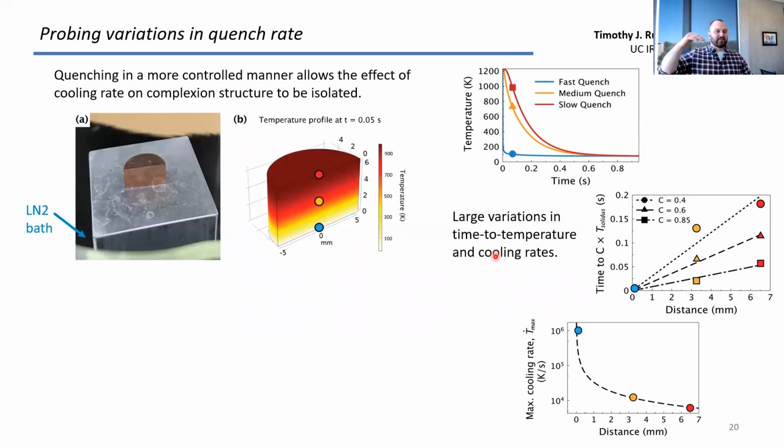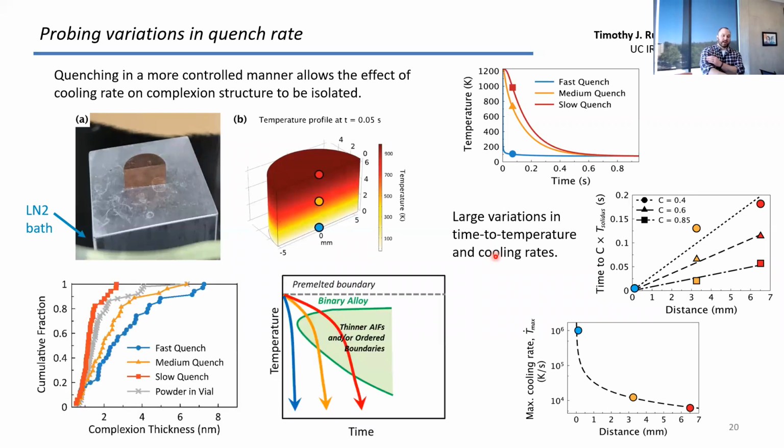So if you think you have to stay above a certain temperature to keep your amorphous complexions, the time it takes to get below that changes in these different regions. And that can turn out to really modify the distribution of complexion thicknesses we measure as well. Before, I showed you change in distribution with composition; here I'm showing you how the quench rate affects it. So the fast quench region has the thickest complexions. And as we slow down how fast we quench, we start to move back to thinner and thinner values.